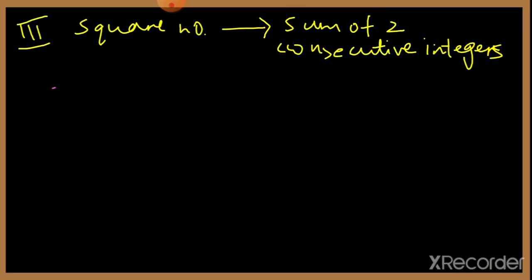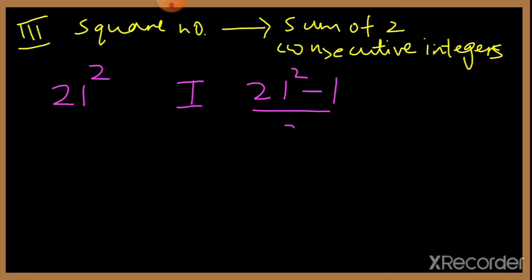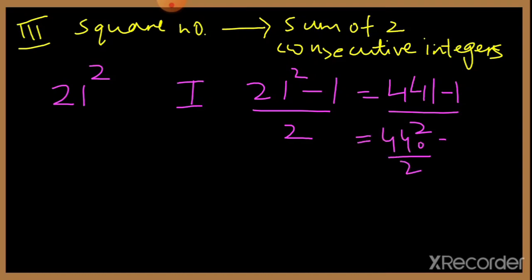Let us take up an example of 21 square. Now this is a square number, right? Now we have to express it as sum of two consecutive integers. Now the first integer we will find out will be (21 square minus 1) by 2. Now 21 square, if you calculate 21 into 21, you will get 441, minus 1, by 2. This gives 440 by 2, which is equal to 220. So the first integer we get is 220.